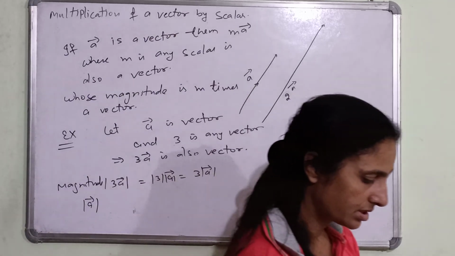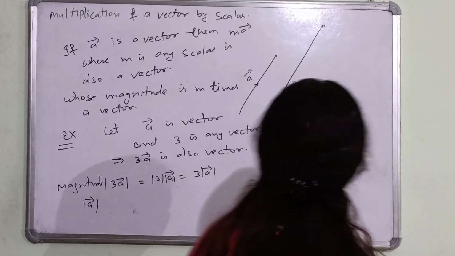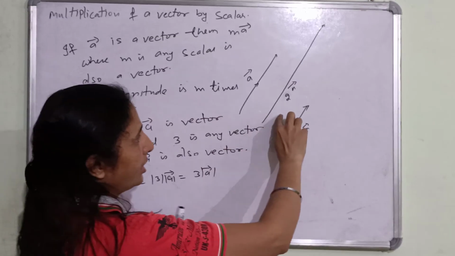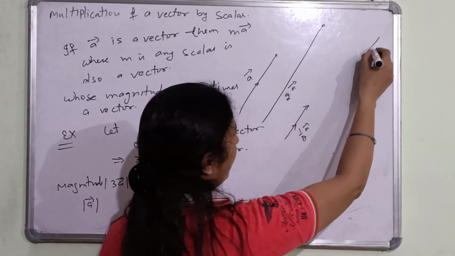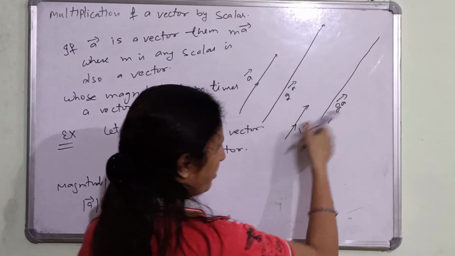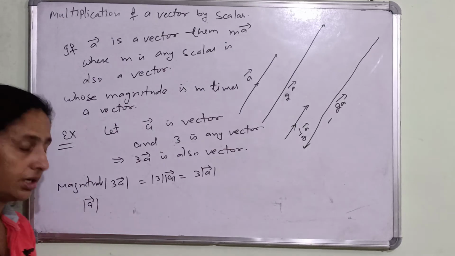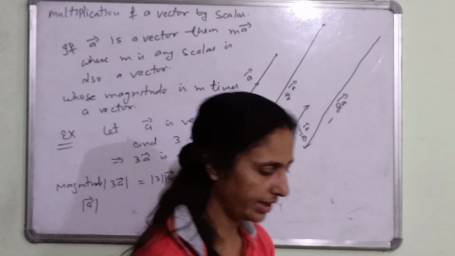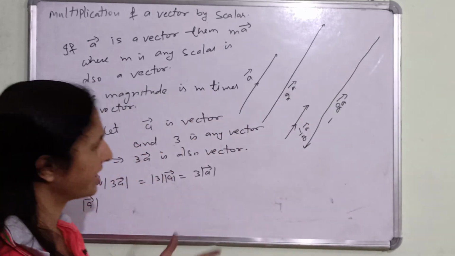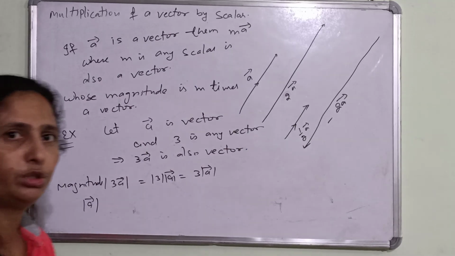Clear? So this was your magnitude, and one thing more, direction could be opposite. Suppose it is 2a, and if I write minus 2a, it could be like that. If it is minus, then the direction would be opposite. Whenever there is a negative of a vector, the direction would be opposite, right? So the properties are also there. Scalar multiplication has some properties, but we'll do it later.